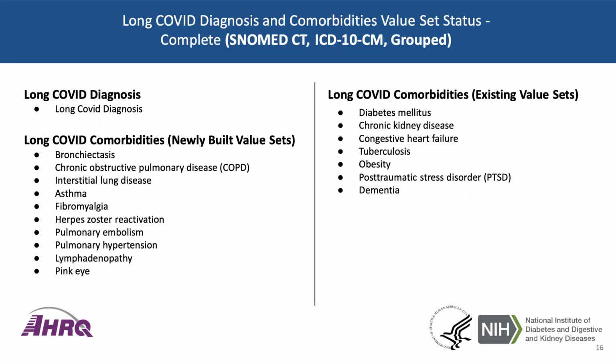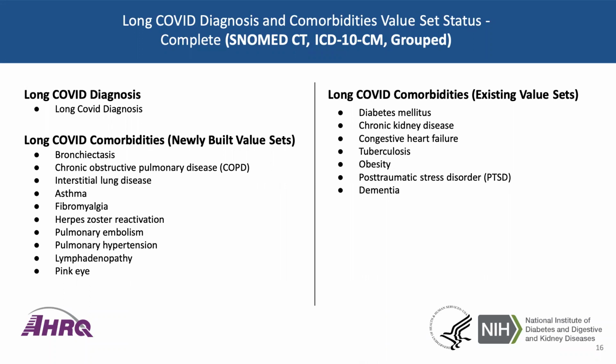Basically, this slide represents all the diagnosis of long COVID and related comorbidities. For long COVID diagnosis, since it is a diagnosis, we have used SNOMED CT and ICD-10 classification systems to build those codes, and those are grouped together. So all the diagnosis and comorbidities will have a group or value set that will include the data from two terminology systems, SNOMED CT and ICD-10.